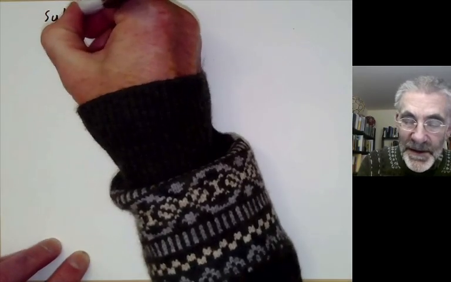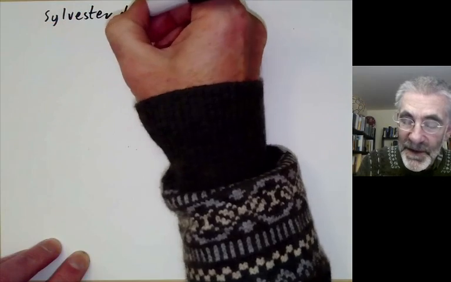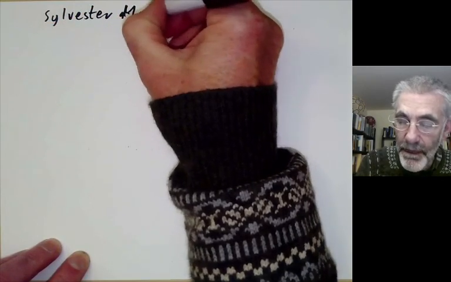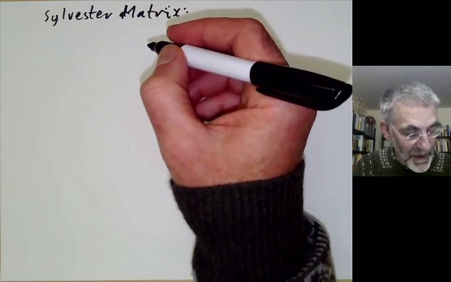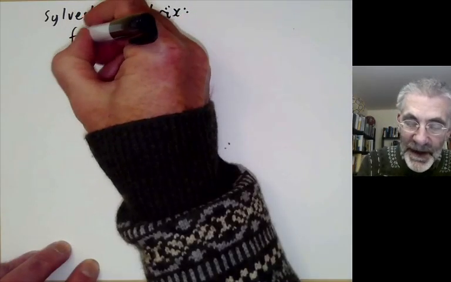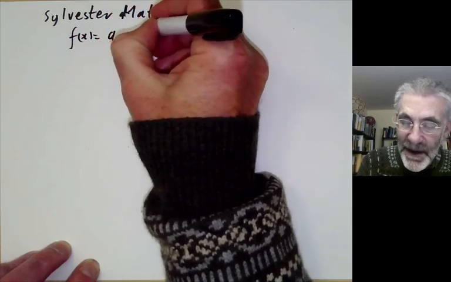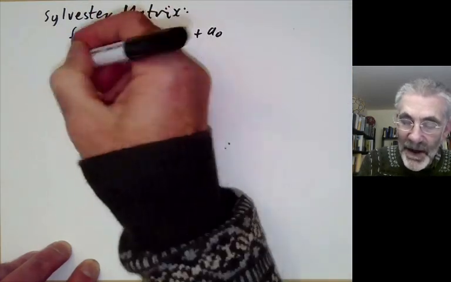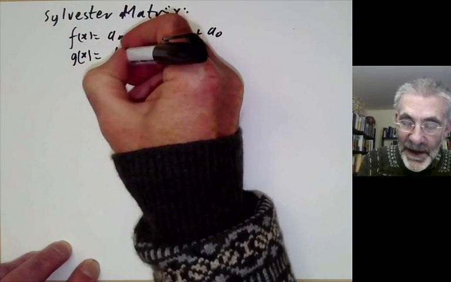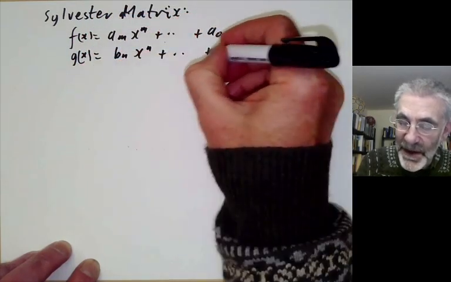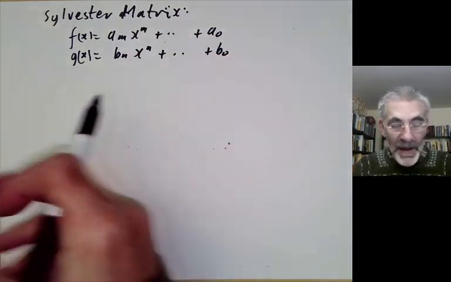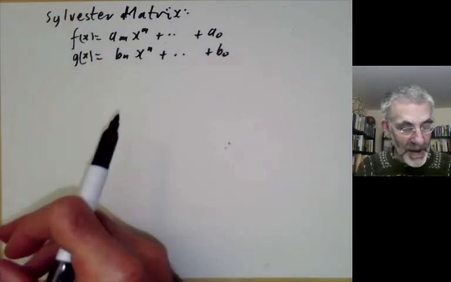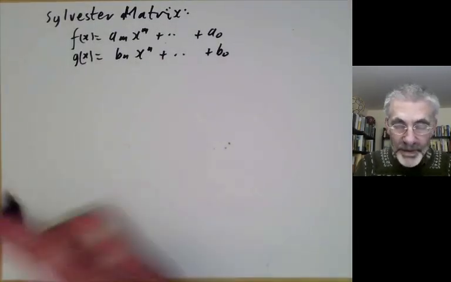And it's not very difficult to do. What we do is we get the Sylvester determinant, or the Sylvester matrix rather, which looks like this. So I first of all need to tell you what the coefficients of f and g are. So let's put f of x equals a_m x to the m plus all the way down to a_0, and let's put g of x equals b_n x to the n plus all the way down to b_0. And then the matrix giving all the linear equations turns out to look like this.